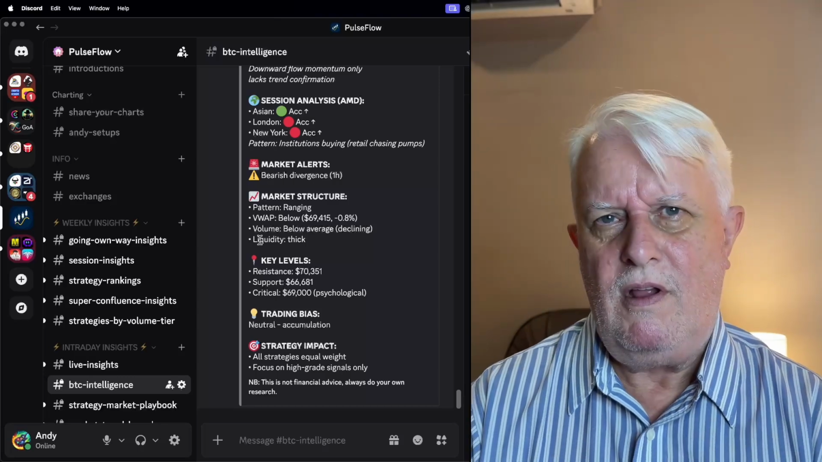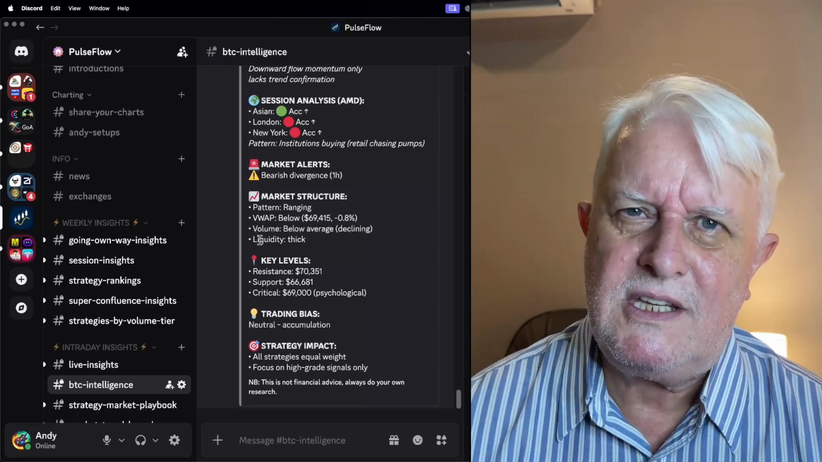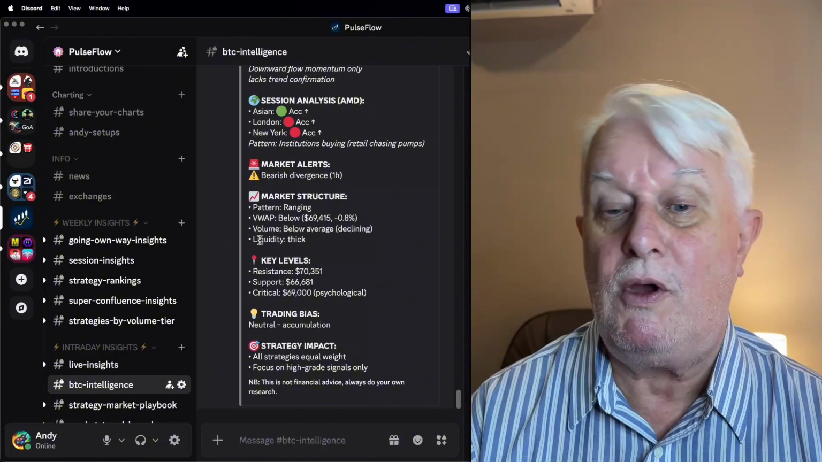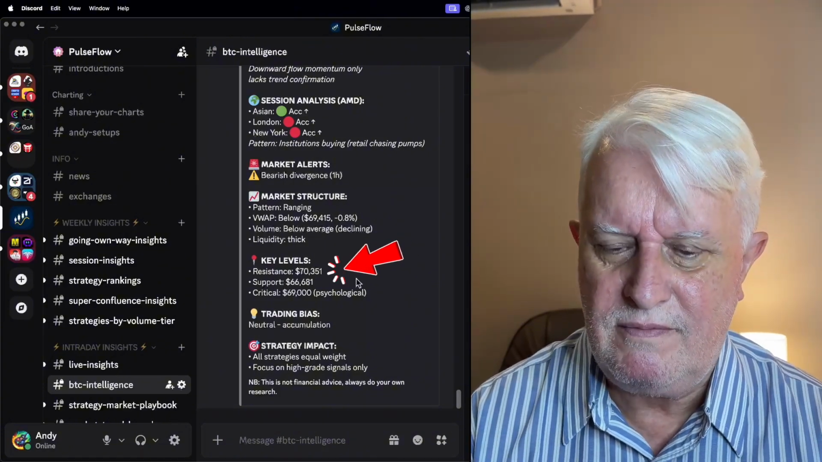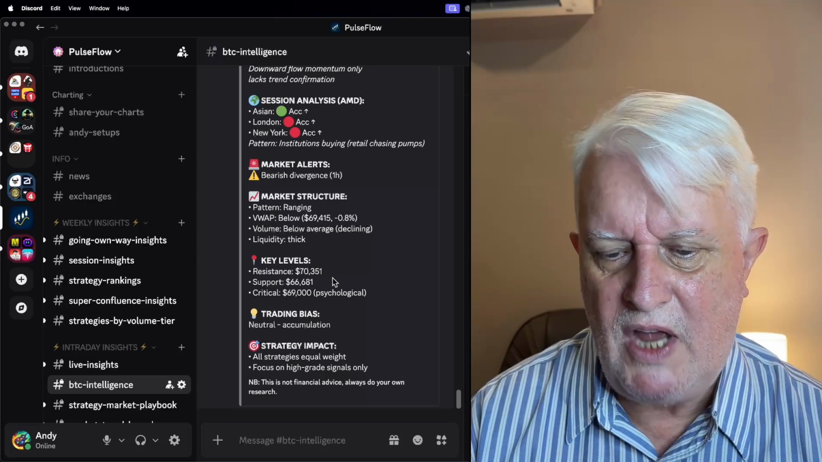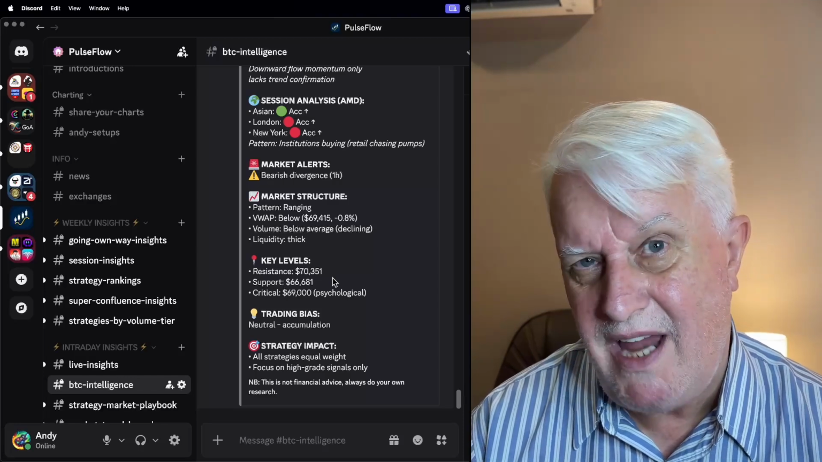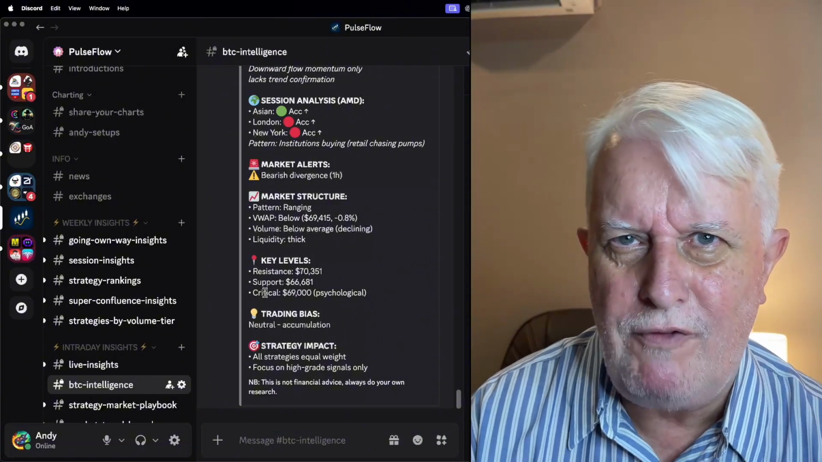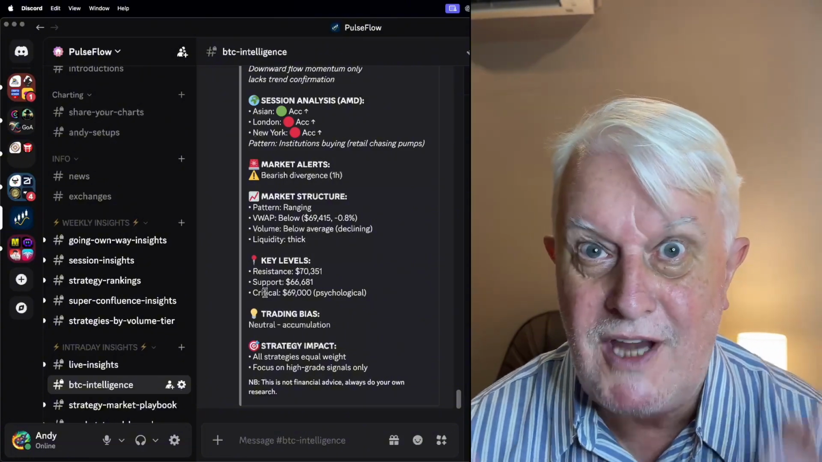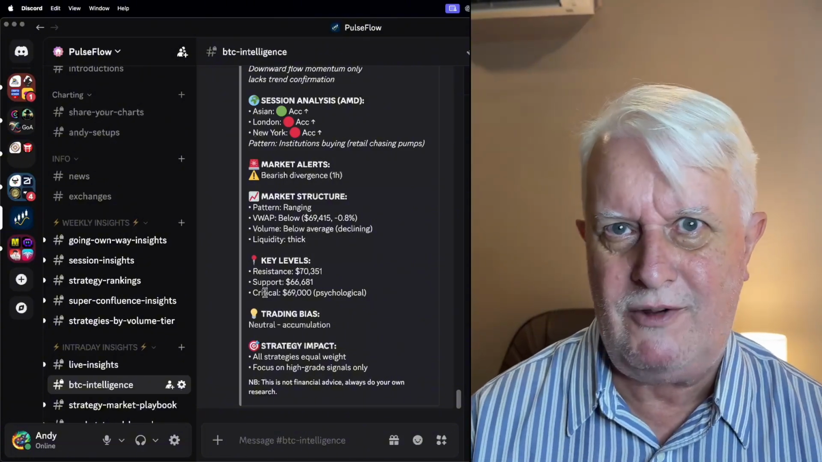And finally, liquidity: thick. BTC's liquidity is usually very thick, but on other coins, when I run this command, it can be thin. Key levels, support and resistance, are the highest high and the lowest low over the last 10 4-hour candles. And critical is that psychological level, 69,000, 70,000, 65,000.